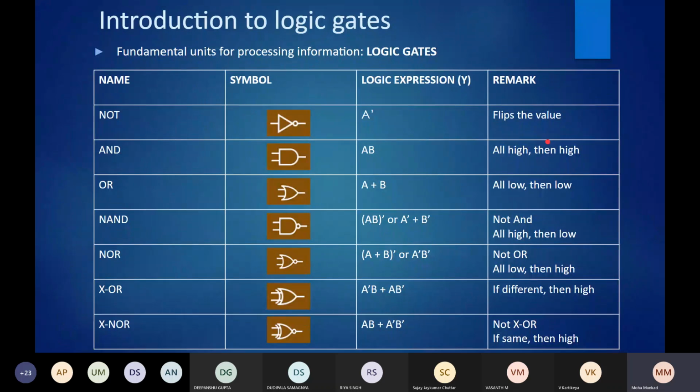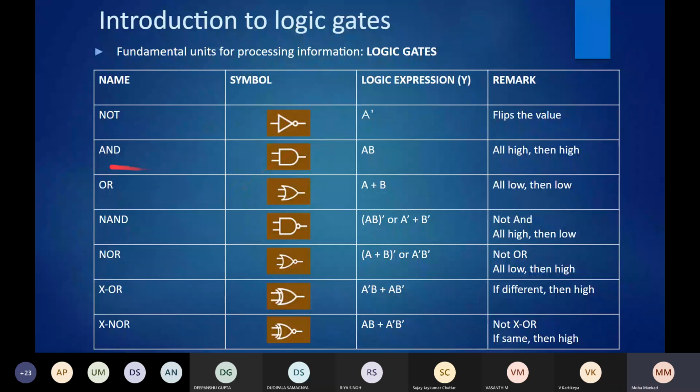So let's start. First up is NOT gate. This is the symbol for NOT gate. Its logic expression is A complement. What does a logic expression mean? That when I give A as the input, I get A complement as output. So what is the remark? Flips the value, as we already discussed, inversion.